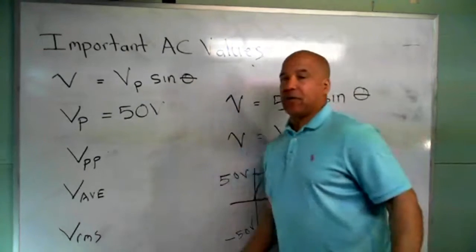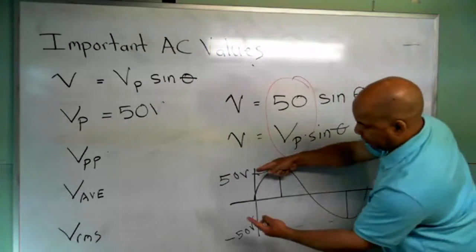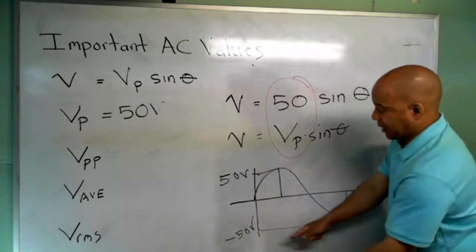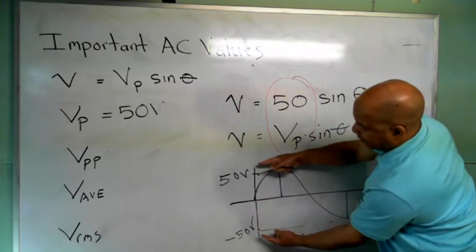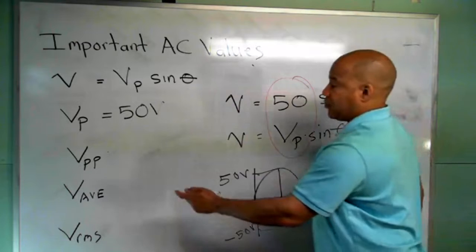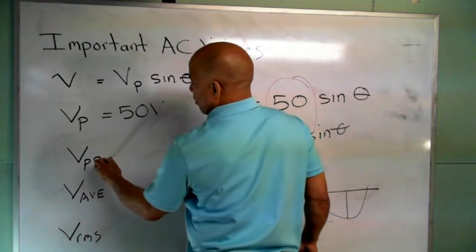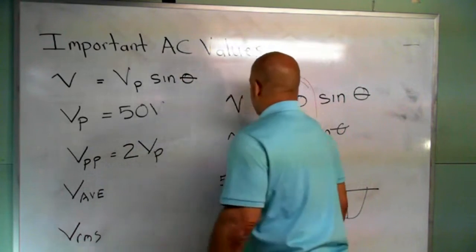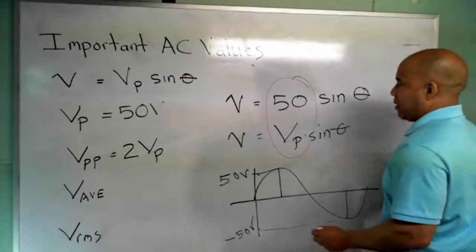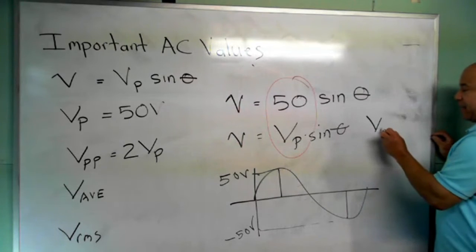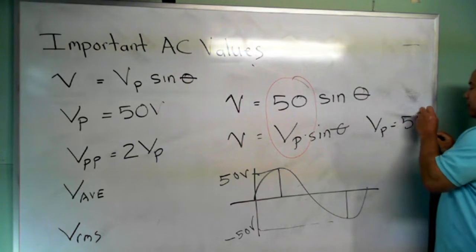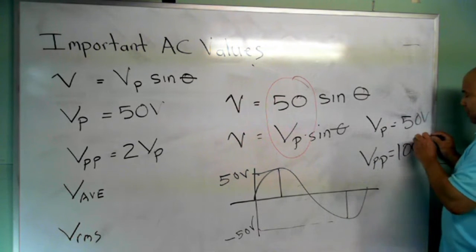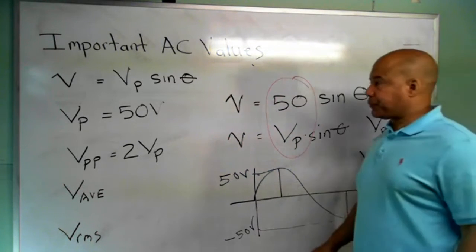Well, the peak-to-peak value is when I measure from one peak to the other peak. So I got 50 here. You just ignore the negative sign. I got 50 here and 50 there. That means from here to here is 100. So in other words, my peak-to-peak value is just 2 times the peak value. So for this waveform, I can write the peak value is 50 volts and the peak-to-peak value is 100 volts. You can show it either way, it doesn't matter.